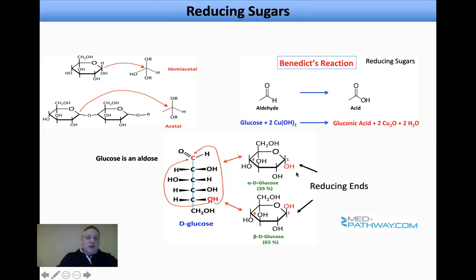What is the reducing end? Well, it's the carbon with the hemiacetal linkage that can open and close. And in the open state, you can oxidize it with this copper solution. So in the aldehyde form, it's going to be a blue copper. But when you oxidize it, you turn into this copper oxide, which is actually red. So the presence of red tells you that you had a reducing sugar.